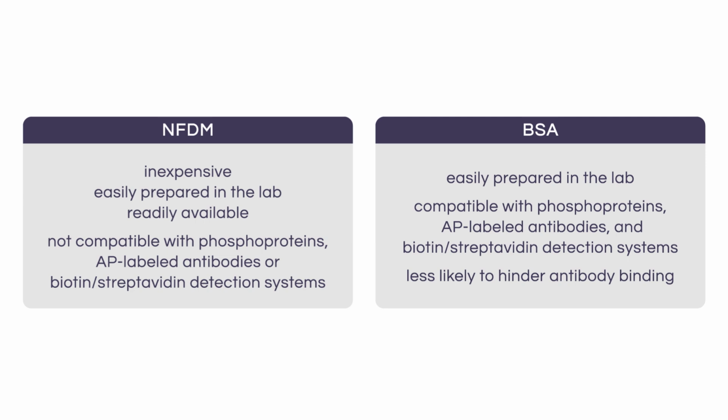Similar to milk, it is a good general blocking agent that is easily prepared in the lab. BSA can be used to block membranes for phosphoproteins, AP-labeled antibodies, and streptavidin biotin detection systems. Because BSA contains only one single type of purified protein, and milk constitutes a number of mixed proteins, BSA is less likely to hinder antibody binding and is a good choice as a blocking agent.